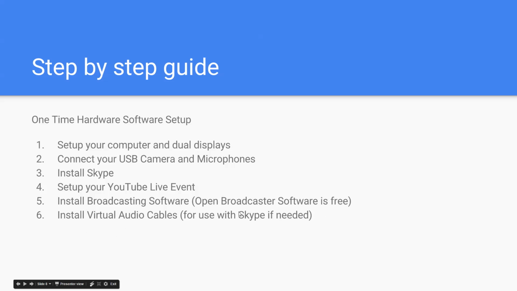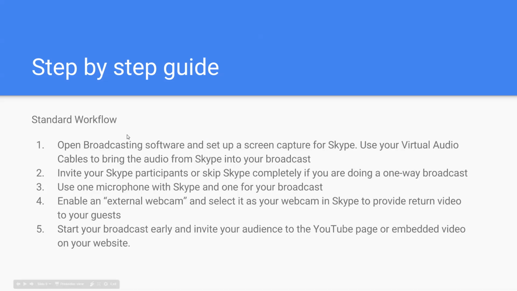That's the only thing that costs money here, it's like $15. We're gonna show you how to use it. It basically creates a connection from Skype into your broadcasting software for all the audio. So once this is all done, your standard workflow would be to open up your broadcasting software, set up your screen capture for Skype, use your virtual audio cables to bring in the audio, use your desktop capture to bring in the video, and that will be perfectly synced.